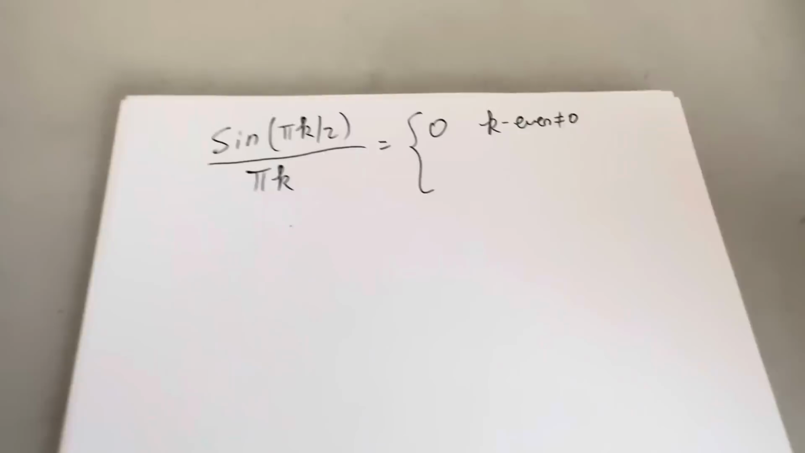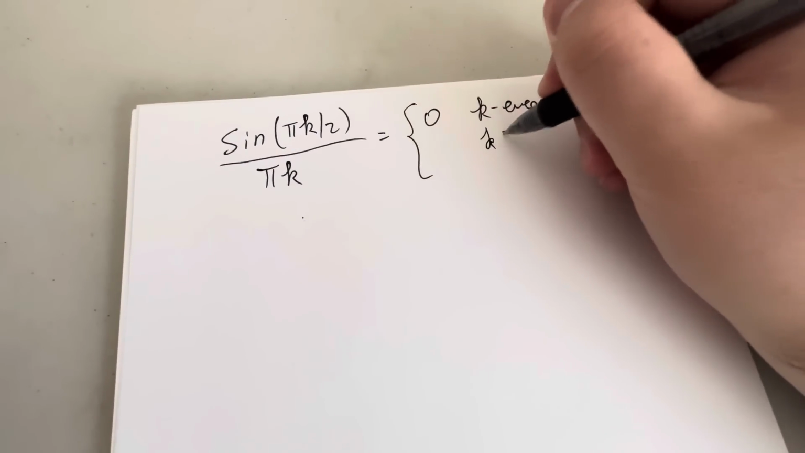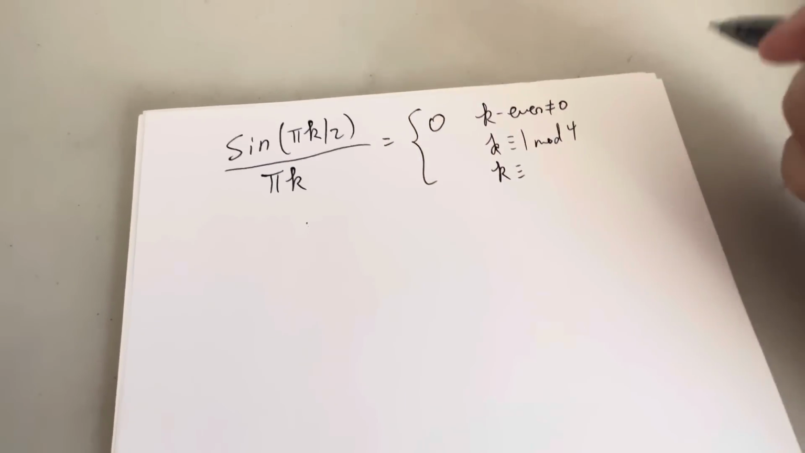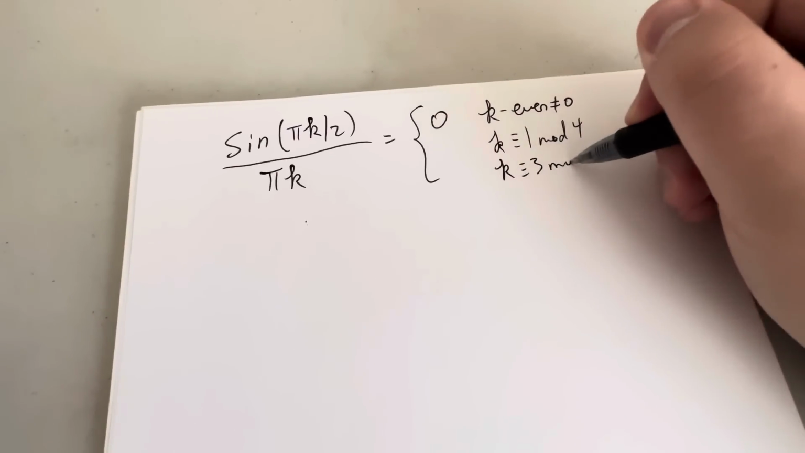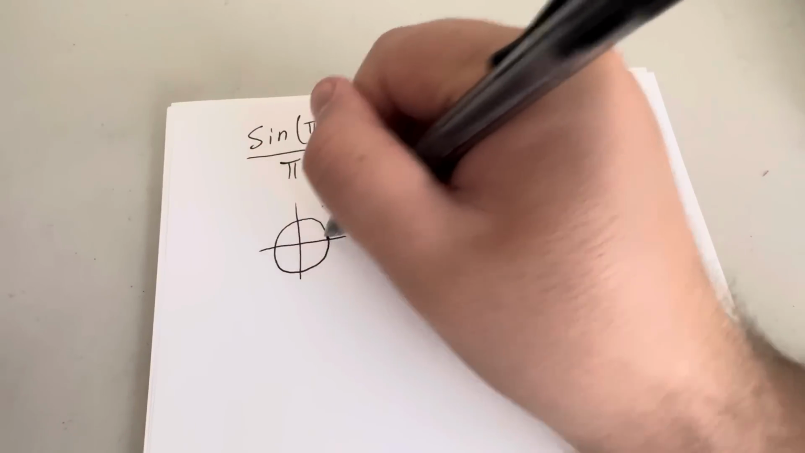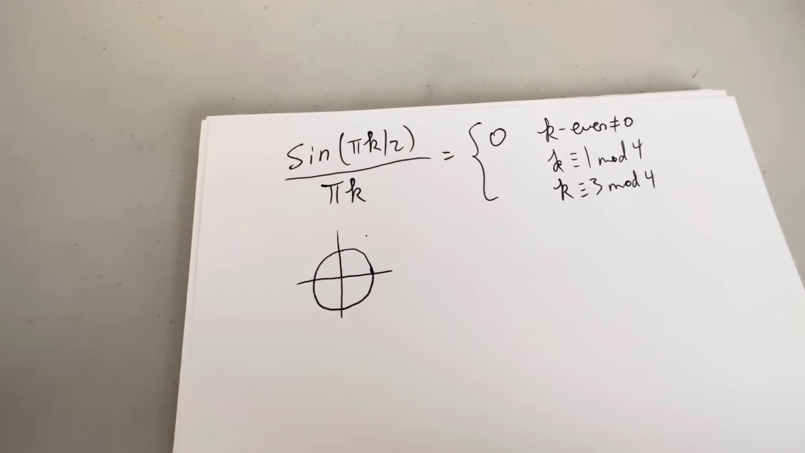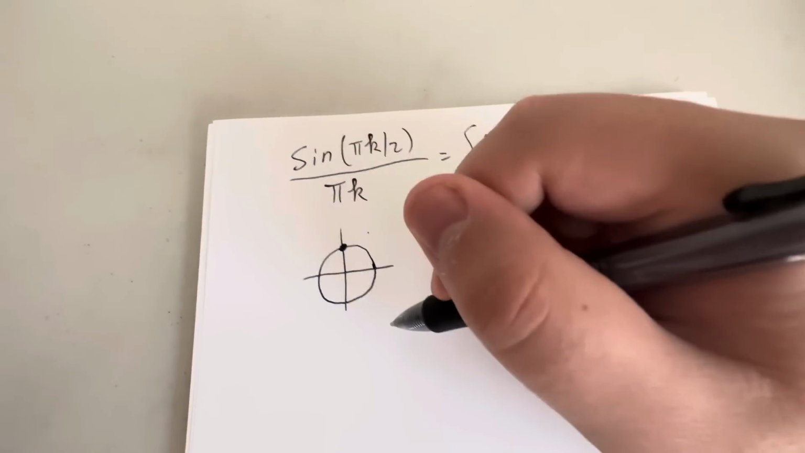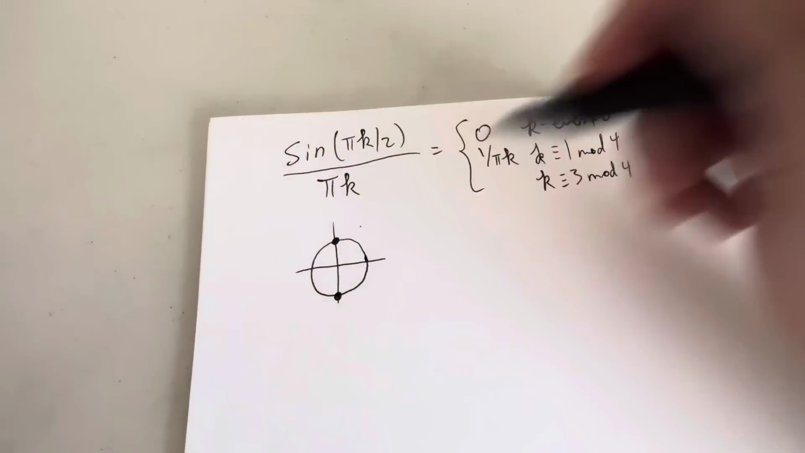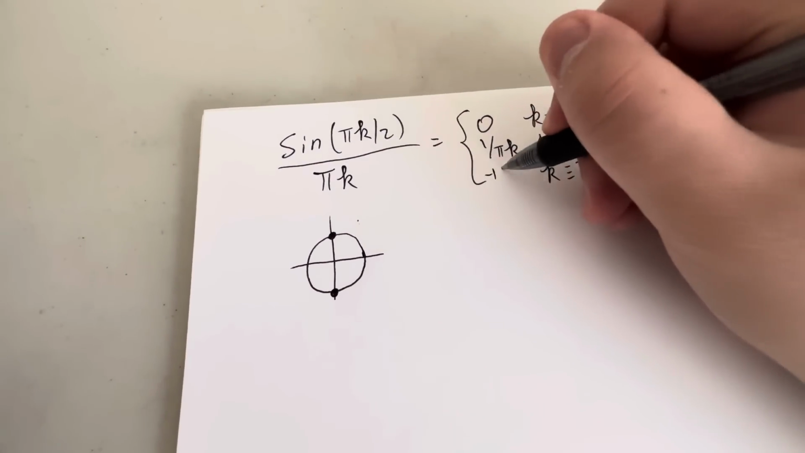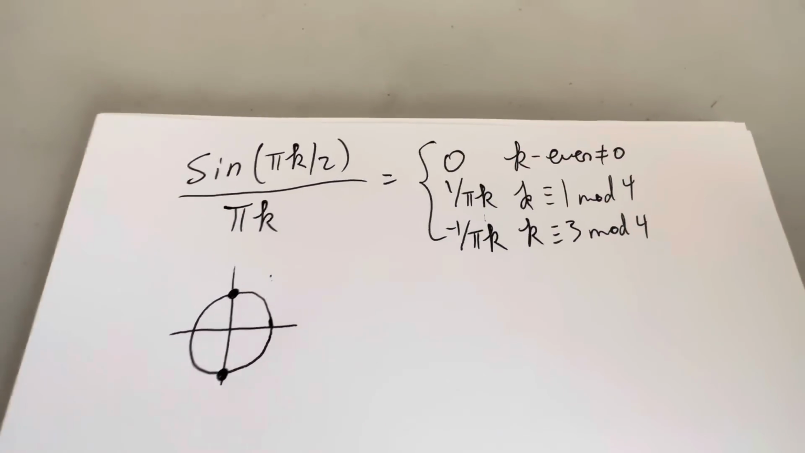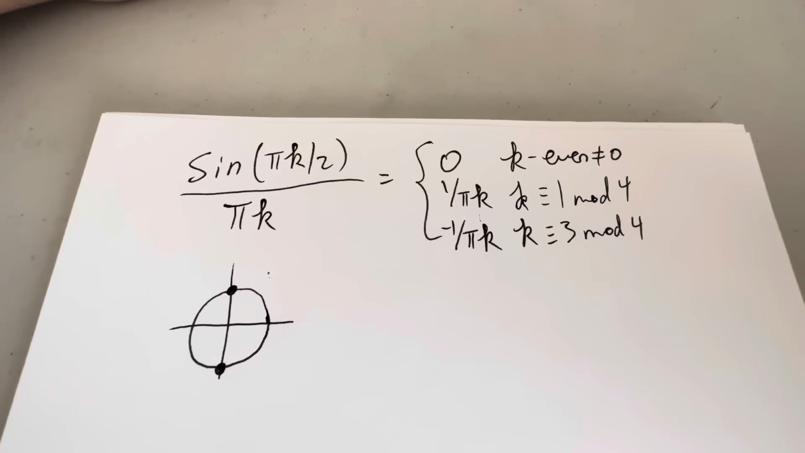And then for k congruent to 1 mod 4, because there are two types of odd numbers here: k congruent to 1 mod 4 and k congruent to 3 mod 4. If we think back to our trigonometry, if k is like 1, then you'll get this amount here, so we end up with 1 over pi k. And if k is congruent to 3 mod 4, we get the one at the bottom of the circle, so we end up with negative 1 over pi k. And so these are my possible Fourier coefficients of my function f.